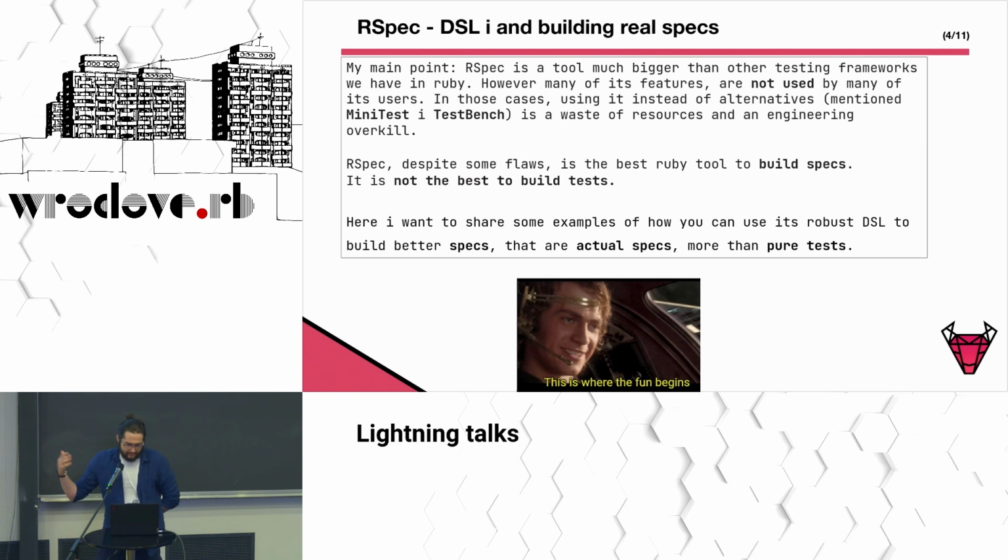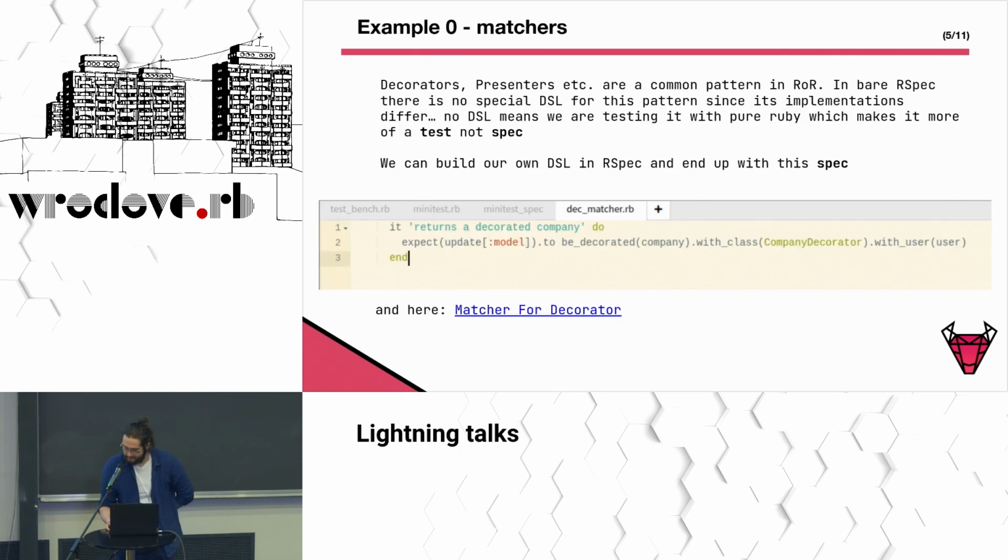But yeah, AirSpec is not a good tool to build tests, but a lot of people use it in a way that they just build tests, not specs. And to use AirSpec to build specs, you need to use all its functions, which is building custom matchers, for example. Here's one. It's a matcher that checks if our operation returns a decorated object, which looks very simple, but does a few other things. If I get time, I'll show some code, probably won't.